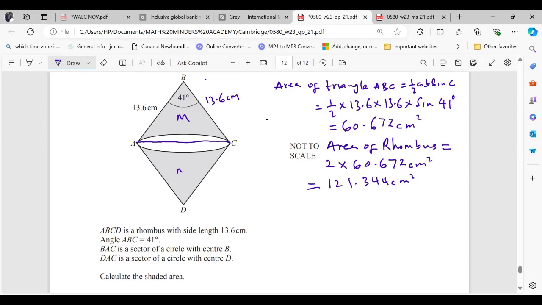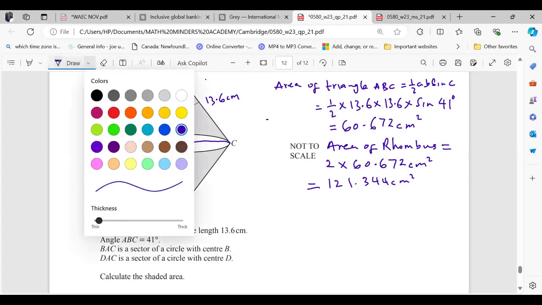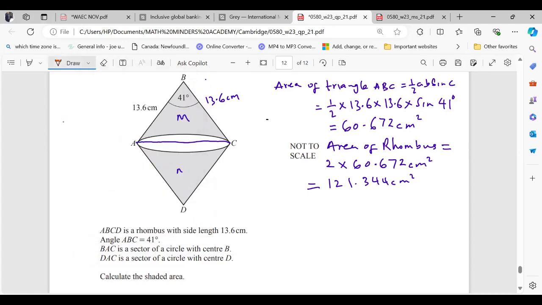Now, the area of the part shaded M. If you look at this diagram now, if I want to find the area of the below shaded part, I'm going to cut off a sector. Let's look at this sector now. If I remove the whole of this sector here, let me mark this sector. If I cut off this sector from the rhombus, the part that will remain will be the part marked N.